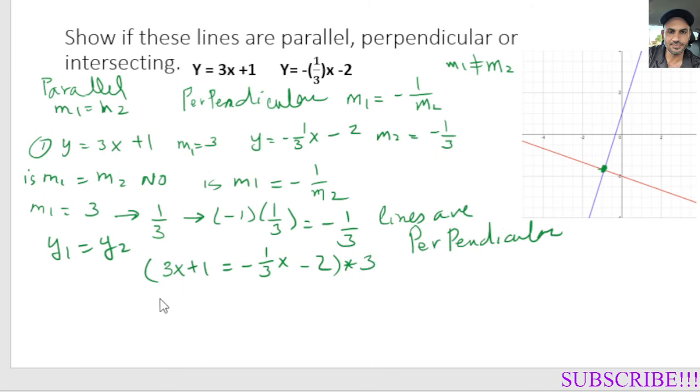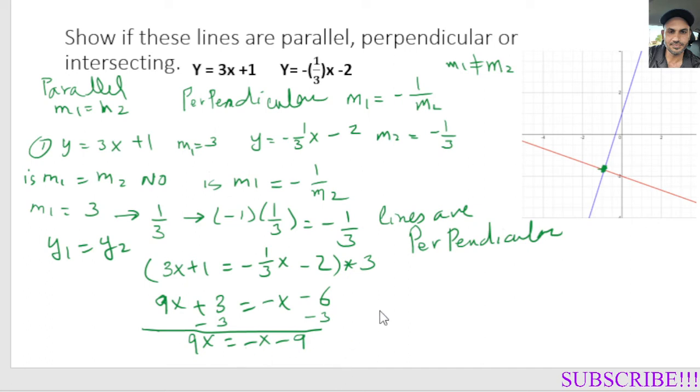So then we get 9x. When we multiply 3 by 3x, we get 9x. When we multiply 3 by 1, we get 3. When we multiply 3 by negative 1/3 x, we get just negative x. And when we multiply 3 by negative 2, we get negative 6. Okay. And then we simplify this. We subtract 3 on both sides, so we have 9x equals negative x minus 9.